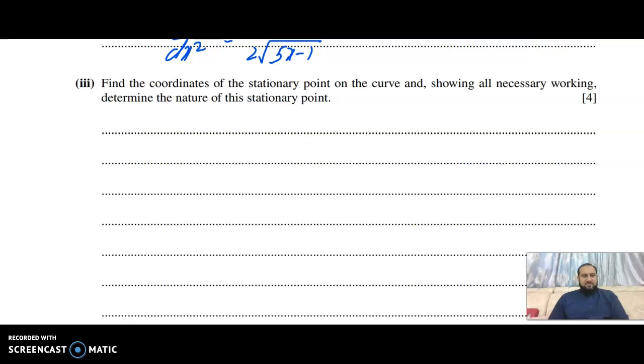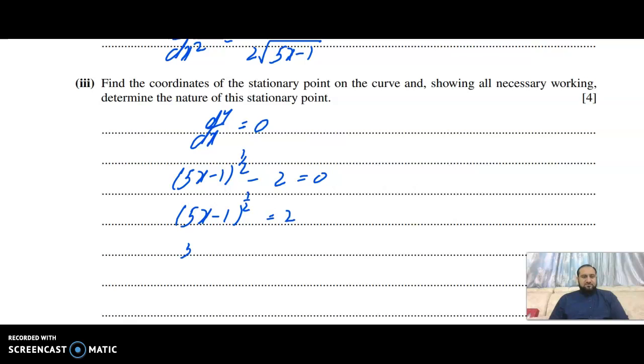Then in the next part, it says find the coordinates of the stationary point on the curve, and showing all necessary working determine the nature of the stationary point. Remember, to find the stationary point we need to set the first derivative equal to 0. So (5x minus 1) to the power half minus 2 is equal to 0. So (5x minus 1) to the power half is equal to 2. So 5x minus 1 is equal to 4. So from here we get the value of x, which is 1.